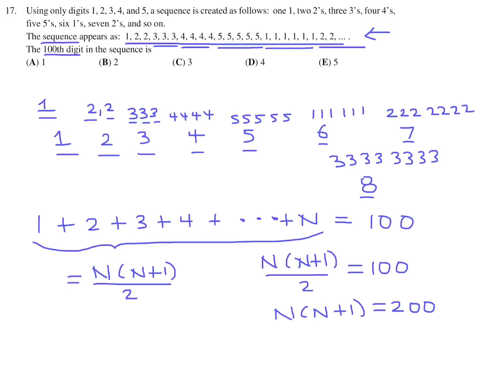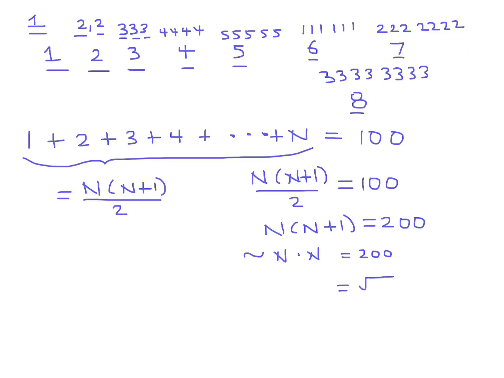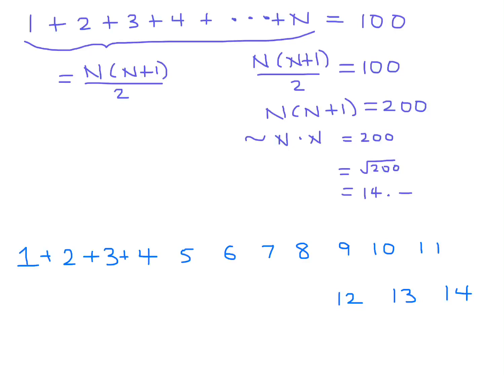But what you can do is sort of look at this and say, n times n plus 1 is sort of like n times n, right? It's sort of like n times n, because n plus 1 is not that much different. So if n times n is 200, approximately what is n? And you can do that by taking the square root of 200, and that is about 14 point something. So n is most likely close to 14. So that essentially means that we're going to have 1 plus 2 plus 3 plus 4 like that. And when you add all these up, you will get close to 100.